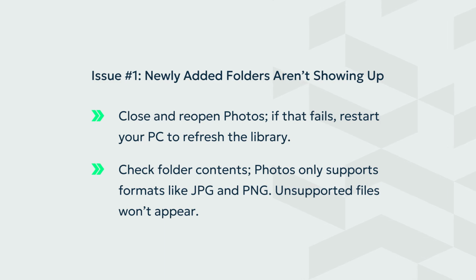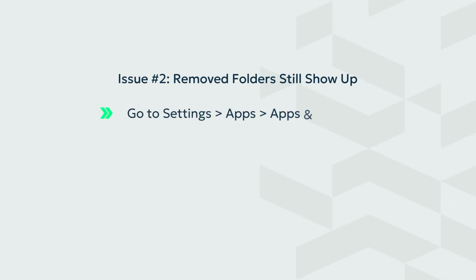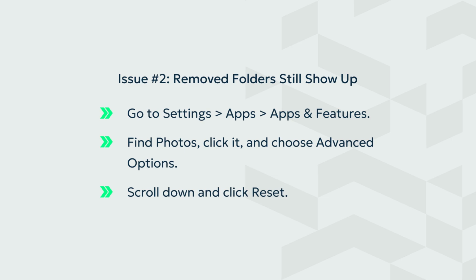Unsupported files won't appear. Issue number 2. Removed folders still show up. Seeing a folder you've already removed? That's likely cached data. Here's how to clear it out. Go to Settings, Apps, Apps and Features. Find Photos, click it, and choose Advanced Options. Scroll down and click Reset.